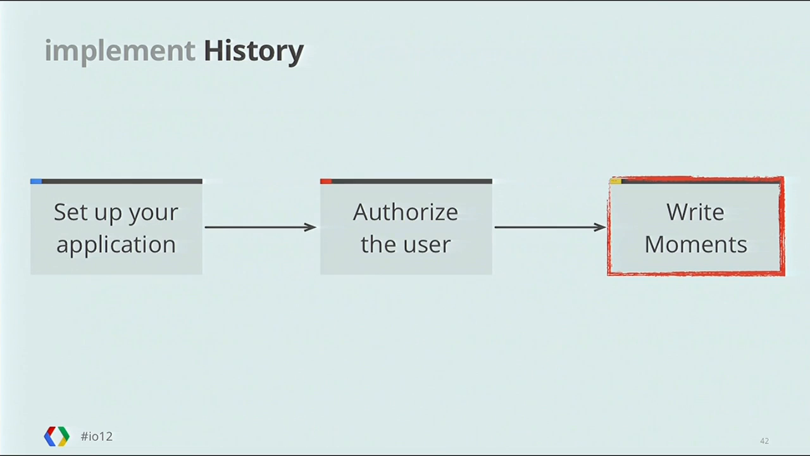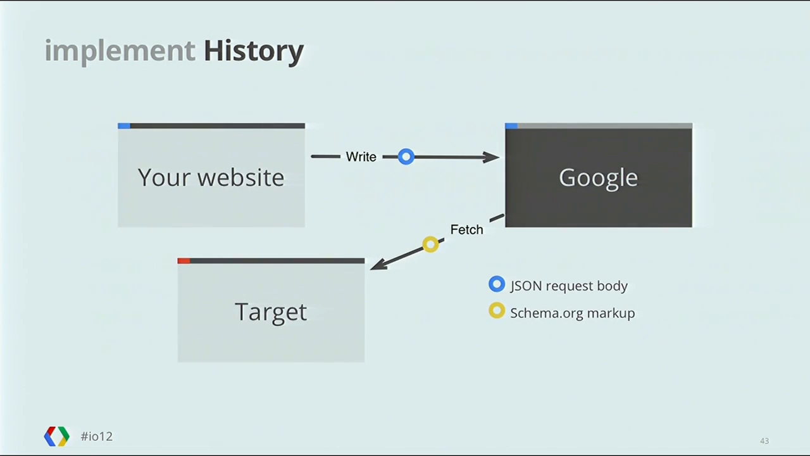Now, for writing moments, again, just to take you through that flow here. We did the write step, sending that JSON payload. But then there's this next step of fetching. Once Google gets the target URL, it'll grab that target URL and try to determine what that page is about.